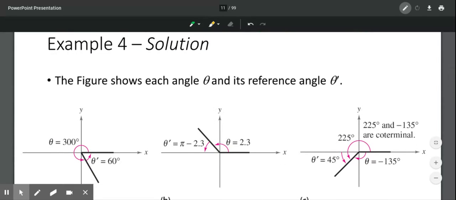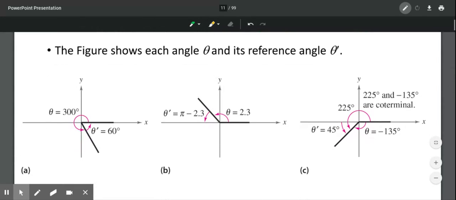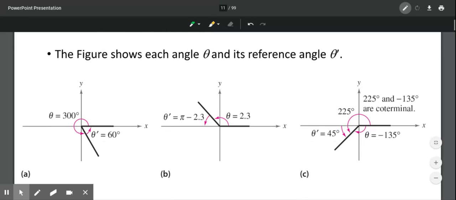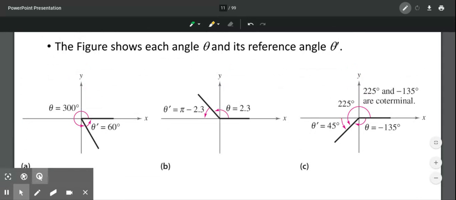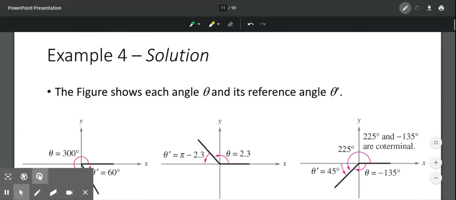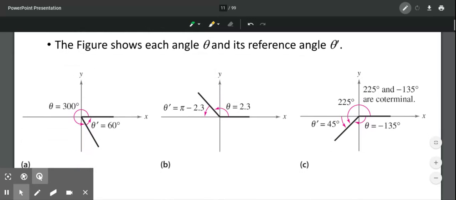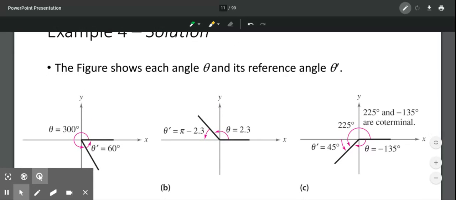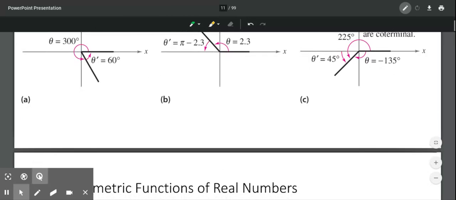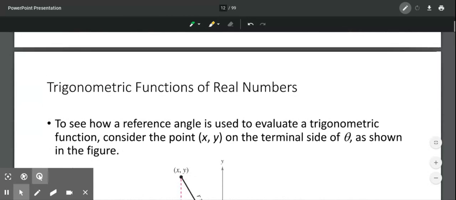All right, so this next example, the figure shows each angle and its reference angle, and that's theta prime. So sorry about that. This example 4 is not really your example 4, it's your solution. So this was just what we found when we went through example 4. For some reason, I thought that was a new example.